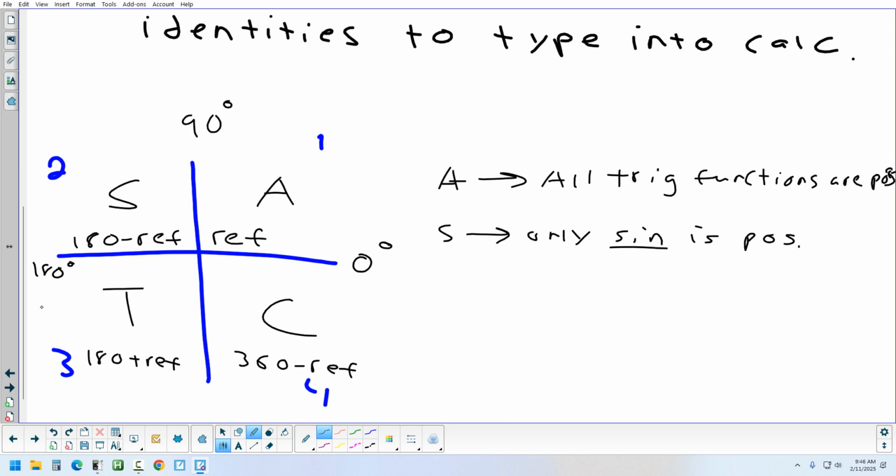What trig functions do you think come out positive in quadrant 3? Just the tangent. Okay, so the T, that's quadrant 3. T means only tangent is positive. And which trig functions do you think come out positive in quadrant 4? Cosine.